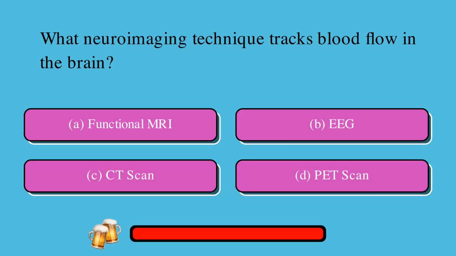What neuroimaging technique tracks blood flow in the brain? A. MRI, or B. EEG, or C. CT scan, or D. PET scan. The correct answer is A. Functional MRI.